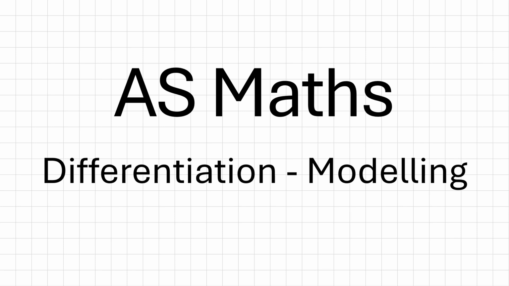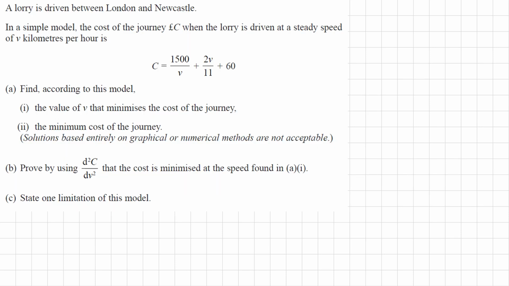This is an AS Maths differentiation question which is being applied to modelling. A lorry is driven between London and Newcastle. In a simple model, the cost of the journey, C pounds, when the lorry is driven at a steady speed of V kilometers per hour is C equals 1,500 over V, the steady speed, plus 2V, the steady speed again, over 11 plus 60.